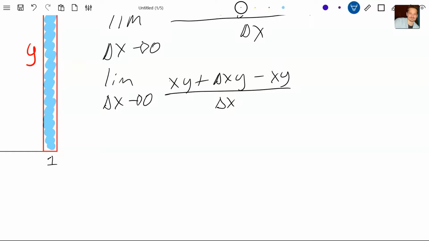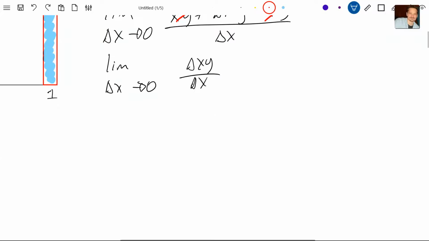Let's work that out. So when I look through this, I see that, for example, this one will cancel with this one because they're opposite signs. So the limit as delta x approaches 0, what's left over then is delta xy divided by delta x. And then lastly, you see that this cancels with this one, and all that remains at the very end is basically y.